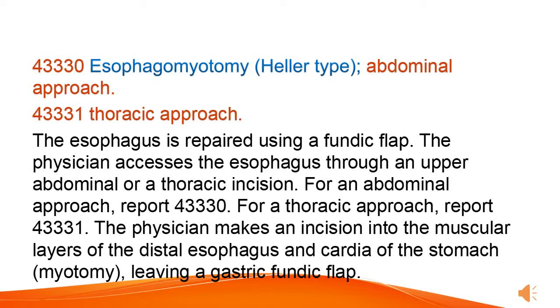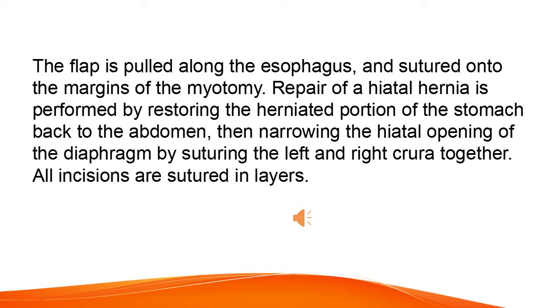43331. The physician makes an incision into the muscular layers of the distal esophagus and cardia of the stomach, myotomy, leaving a gastric fundic flap. The flap is pulled along the esophagus, and sutured onto the margins of the myotomy. Repair of a hiatal hernia is performed by restoring the herniated portion of the stomach back to the abdomen, then narrowing the hiatal opening of the diaphragm by suturing the left and right crura together. All incisions are sutured in layers.